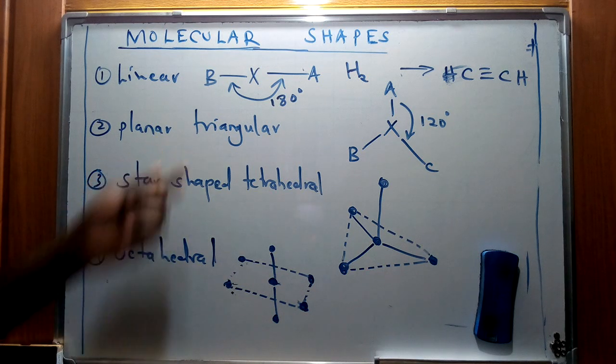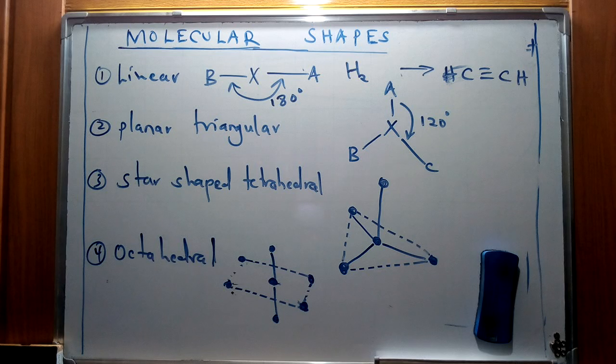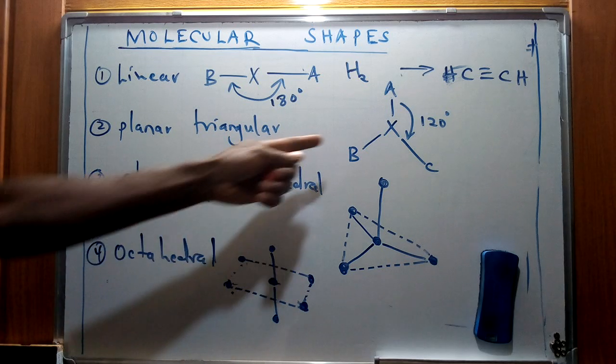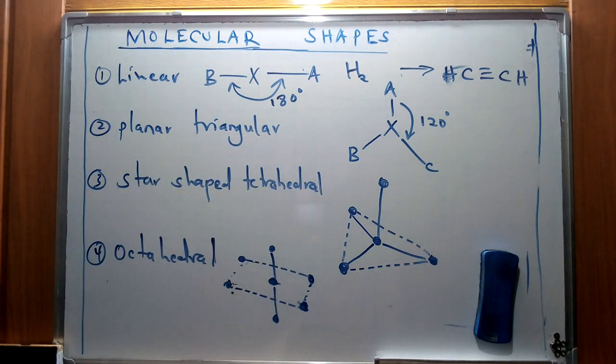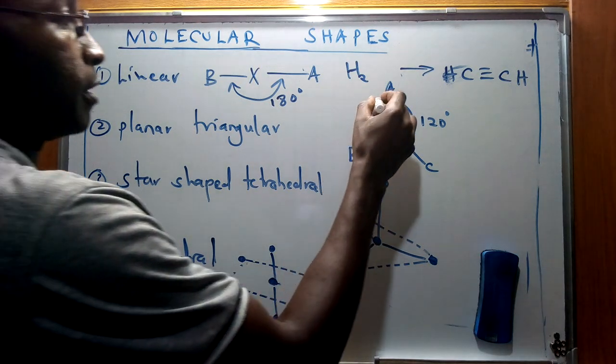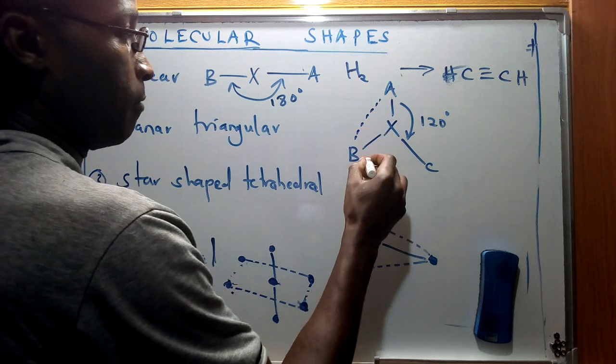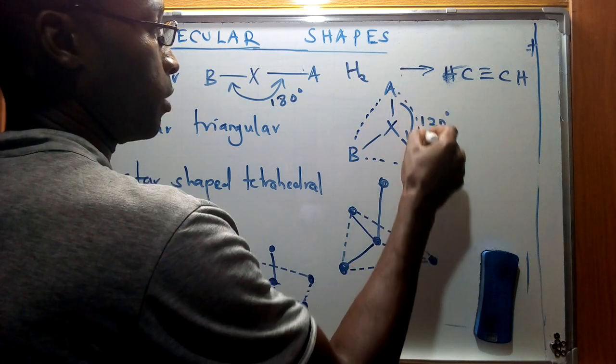Now the next one, the planar triangular molecule, is going to comprise 3 atoms, just as illustrated for A, B, and C, located at the apexes of a triangle. And if I give just the dotted lines here in order to emphasize that point, this is going to appear like a triangle.